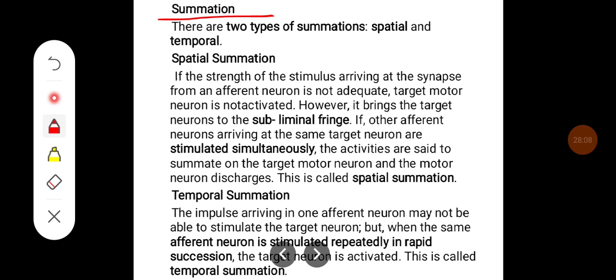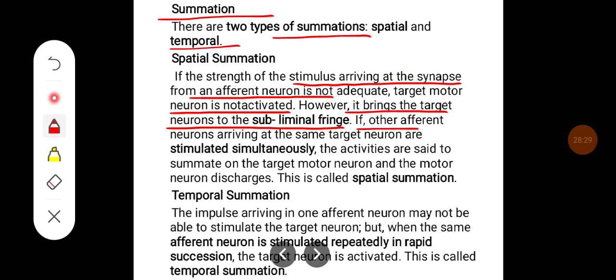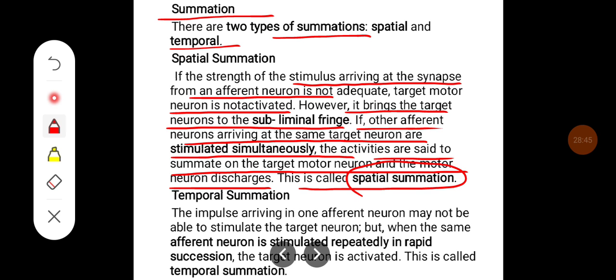There can also be summations. There are two types of summation: spatial and temporal. Spatial summation: if the strength of the stimulus arriving at the synapse from an afferent neuron is not adequate, the target motor neuron is not activated. However, it brings the target neuron to the subliminal fringe. If other afferent neurons arriving at the same target neuron are stimulated simultaneously, the activities are said to summate on the target motor neuron and the motor neuron discharges. This is called spatial summation.